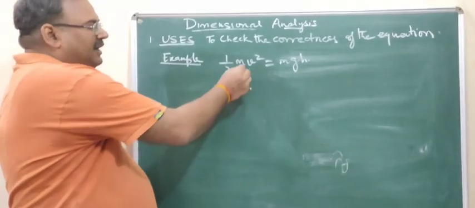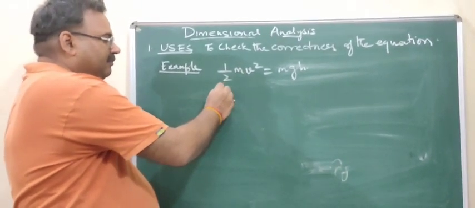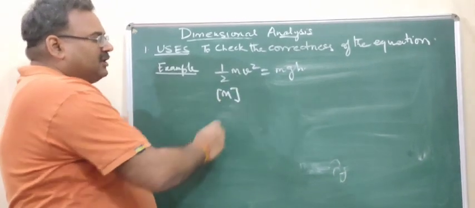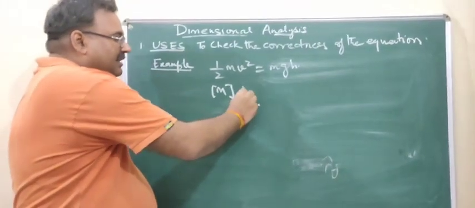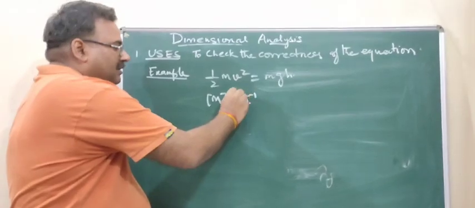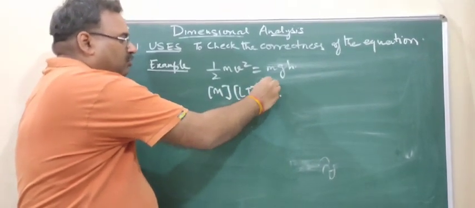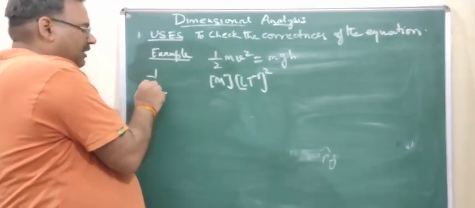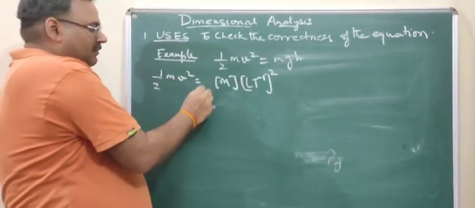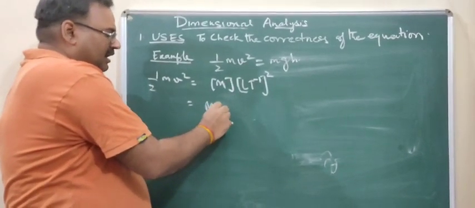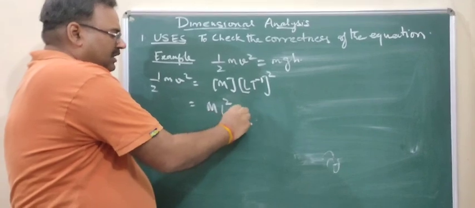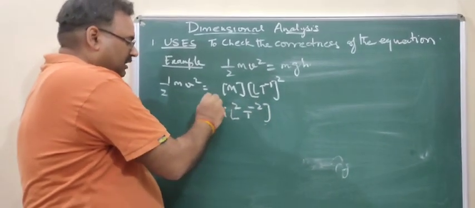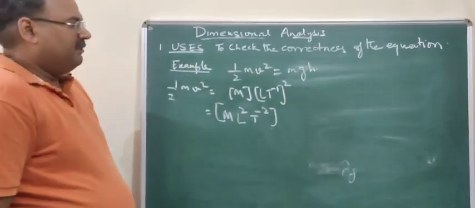So the dimension of mass is M, and v square is LT minus 1 whole square. This is for half mv square, which is equal to M L2 T raised to power minus 2. This is the dimension of half mv square.